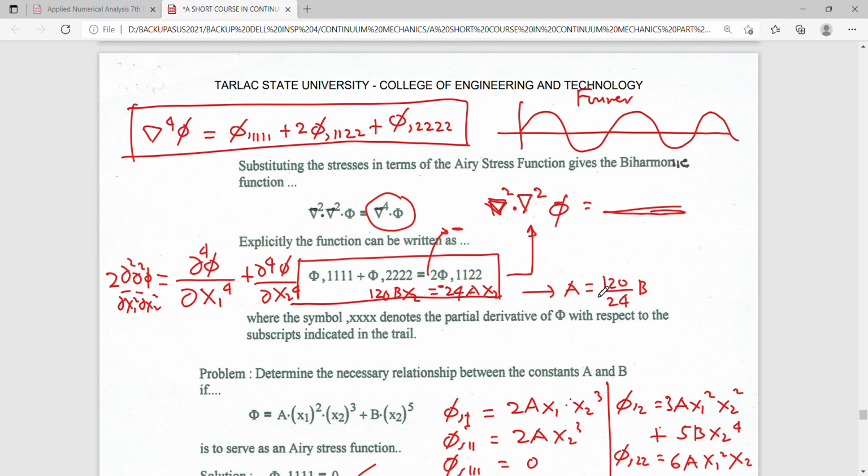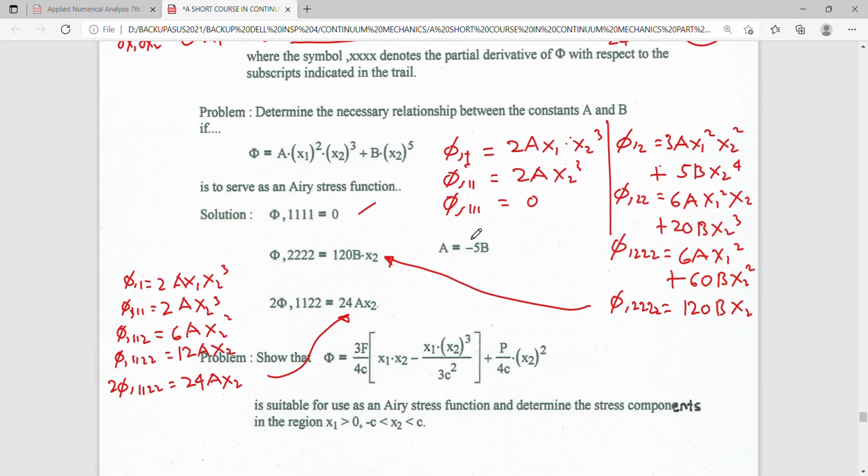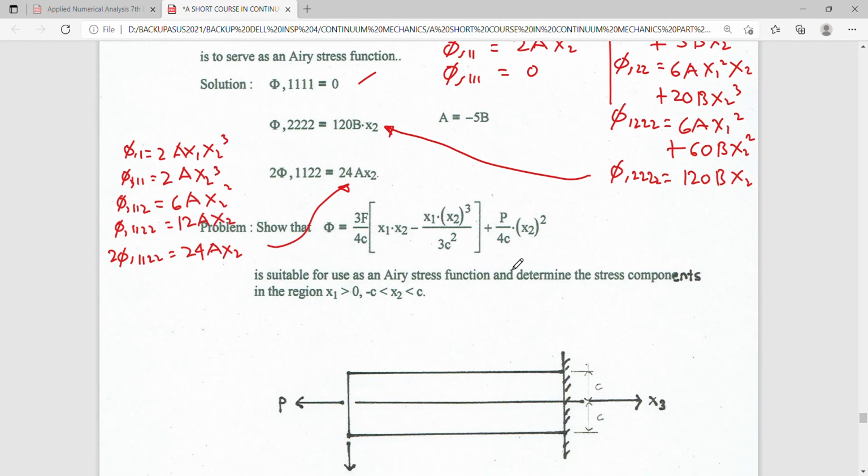So my answer here is 120 over 24, which is 5. So a is negative 5b. Okay, so that is your final answer. Any questions? Let's stop up to this point to address your concerns.